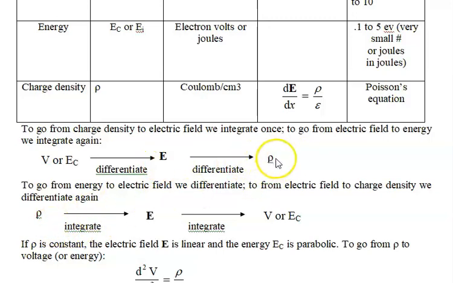And to go backwards from right to left, if we start with the charge density, we integrate to get the electric field, integration being the inverse of differentiation, and then we integrate again to get the voltage or the energy. Now, if the charge density is constant, the integral is linear, and then the energy is parabolic. If, however, and we'll look at, I believe, one case of that, the charge density is linear, then the electric field would be parabolic, and the energy would be cubic.